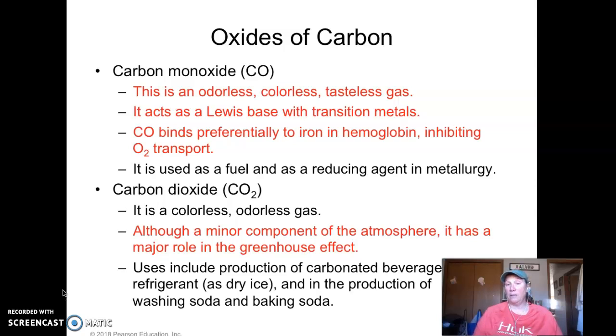We use it in carbonated beverages. That's the bubbles in your pop. It can be used as a refrigerant like dry ice. They use it in baking soda, all kinds of sodas. So the big thing again is carbon dioxide used in carbonated beverages. We make carbon dioxide as one of the things we breathe out.